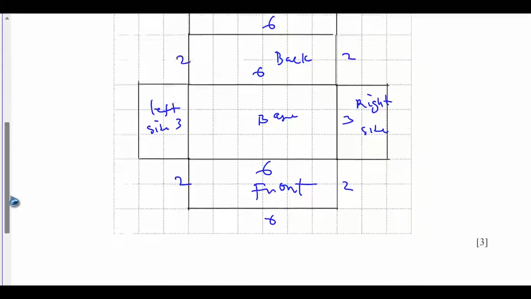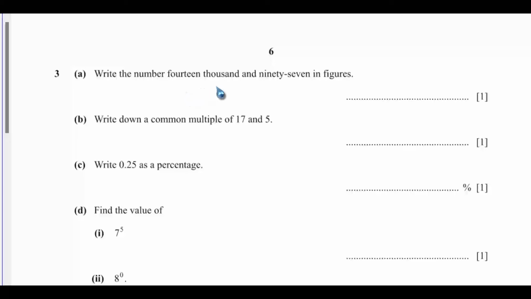So let's go to the next question. Write the number 14,097 in figures. So you have to put 0 and 97 here, because you can only have 3 digits before you can go to 1,000. So you can write 14,097, with a comma after the first two digits.